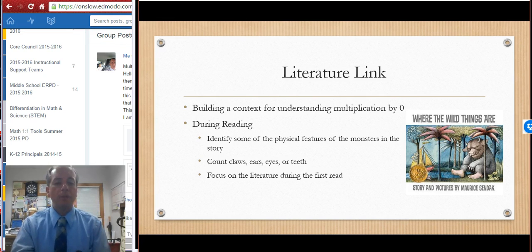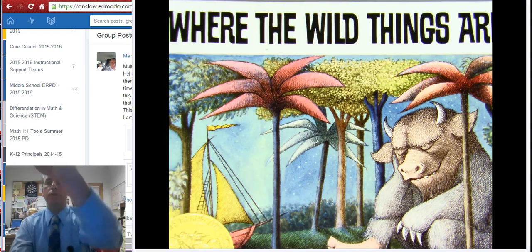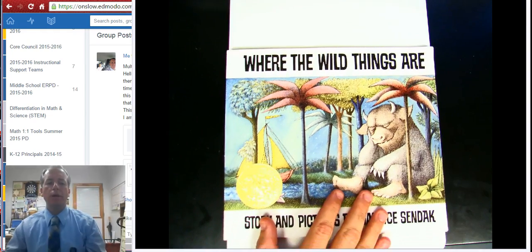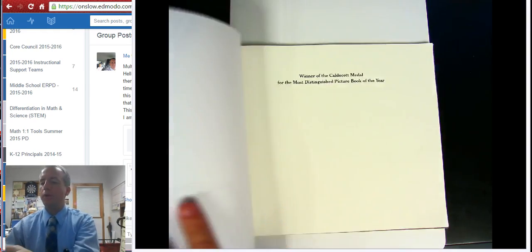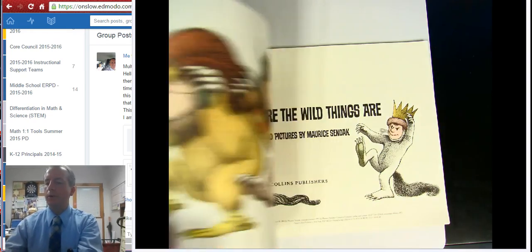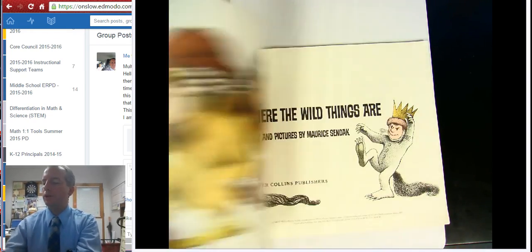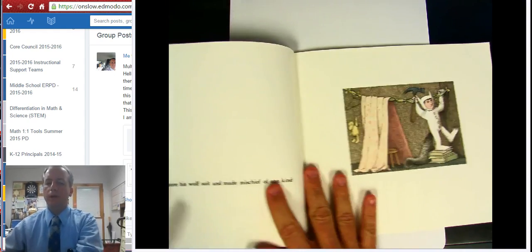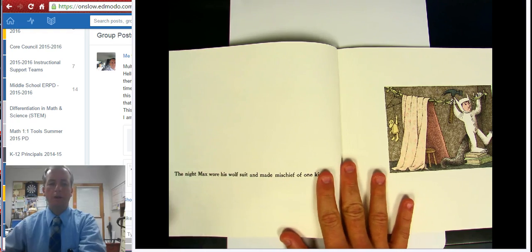So let me jump back over here to our document camera, and let me zoom us out a little bit so that we can see the book. And so this is Where the Wild Things Are by Maurice Sendak. And again, if you know the story and you're familiar with it, you can certainly jump ahead a little bit in the video recording here. And so the story goes a little something like this.